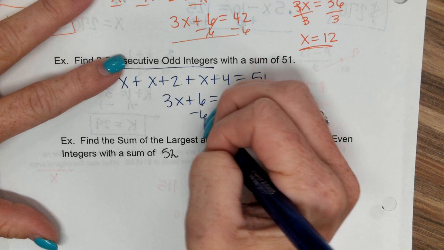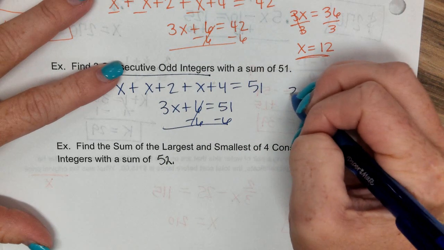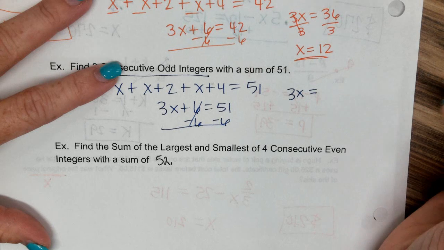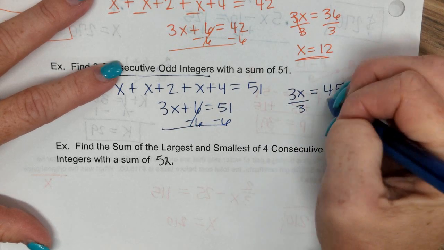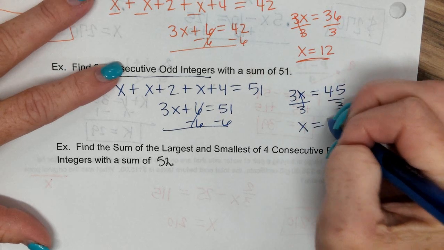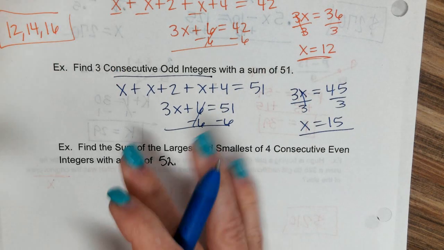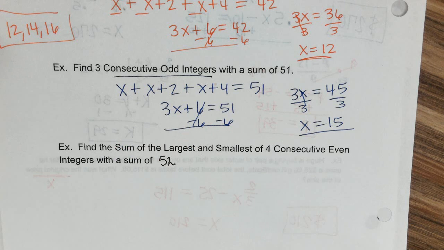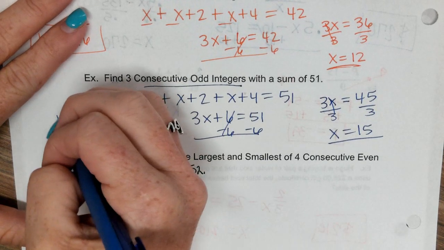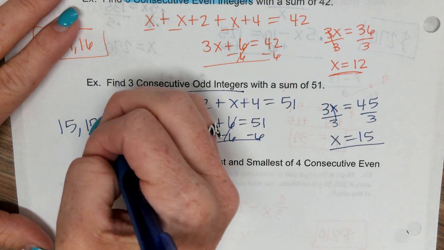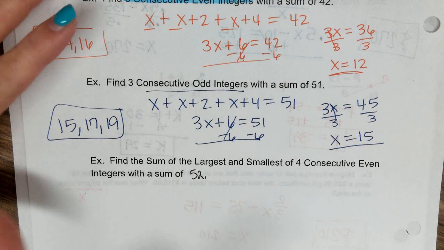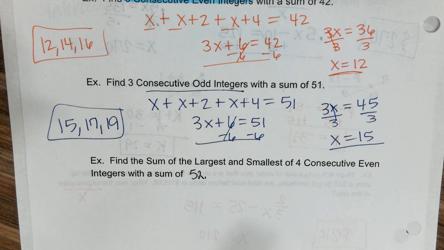I'm going to subtract 6, and I'm left with 3x equals, what's 51 minus 6? Thank you. Divide by 3, and 45 divided by 3 is 15. Is that my answer? No, that's the first integer. So I write 15, comma, what's the next odd integer? What's the next odd one? And then I add them up to make sure they equal 51.